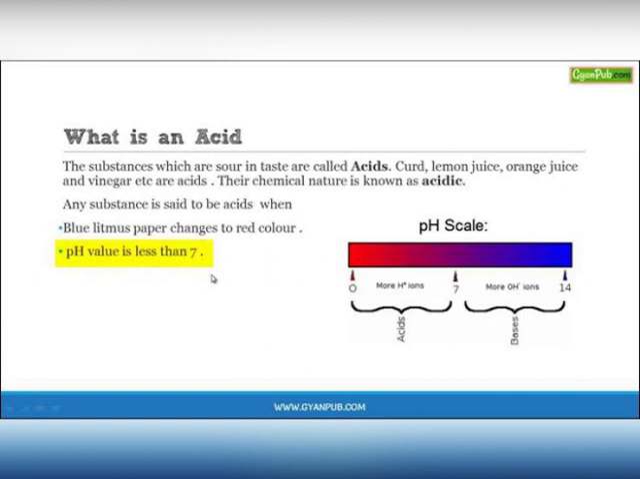What is an acid? The substances which are sour in taste are called acids. Curd, lemon juice, orange juice, and vinegar are acids. Their chemical nature is known as acidic. Any substance is said to be an acid when its blue litmus paper changes to red color or its pH value is less than 7.